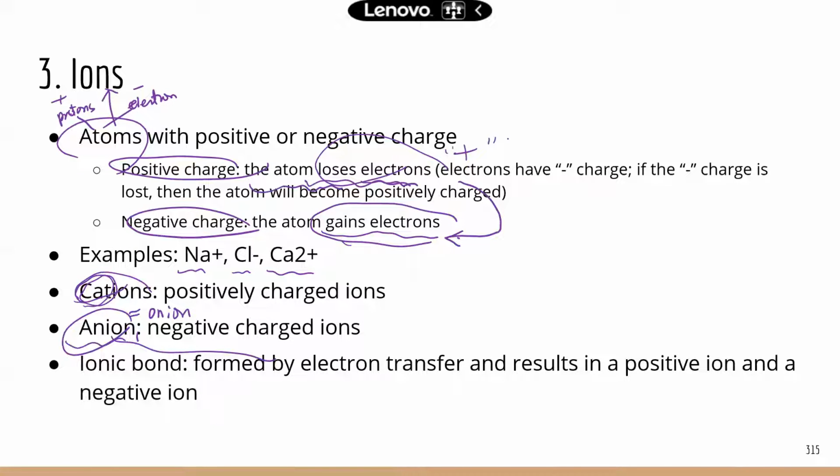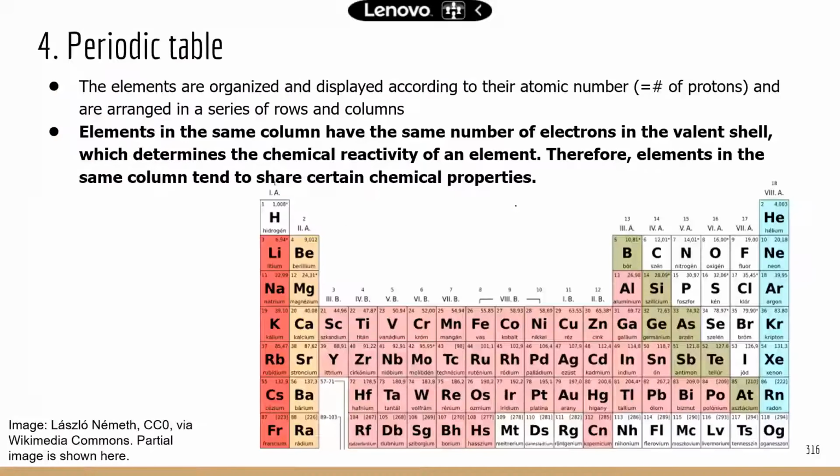Now, if you lose electrons, you become a positive ion, and a negative ion if you gain electrons, right? You gain the negative charge. Now you are negatively charged. The chemical interaction between these two ions is going to be the ionic bond. Once that electron transfer occurs, this forms the ionic bond between the positive ion and the negative ion. Okay, so that's ions.